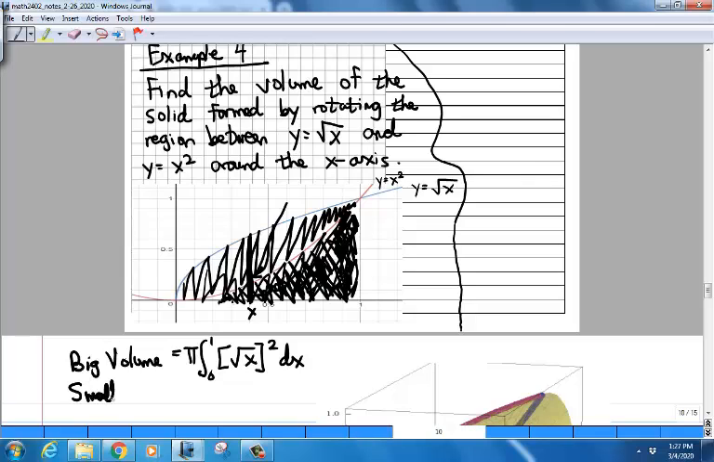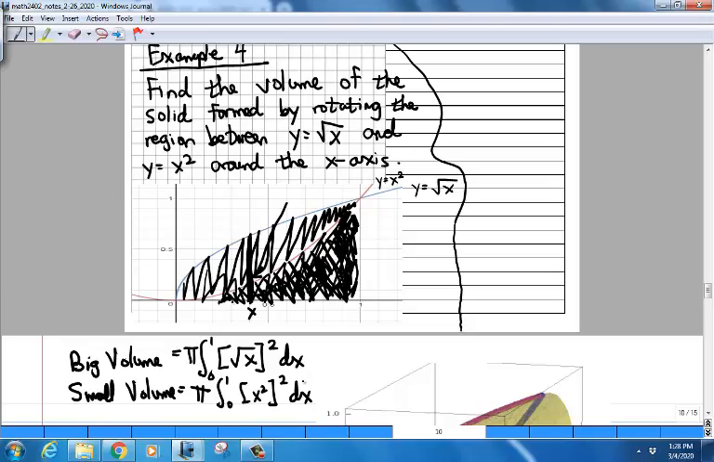So what's the integral for that? So you have pi, and what are the limits of integration? 0 to 1 again, right? Except, what is your radius function here? Oh, x squared, right. And what do we do with that? Square it, right. All right, so now we've got that smaller volume.